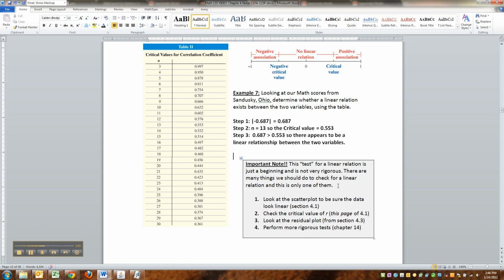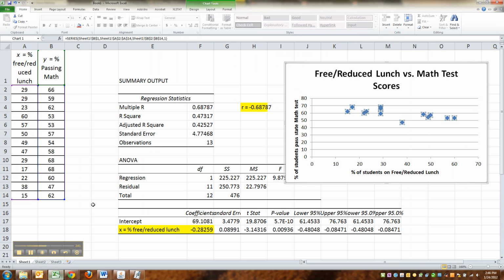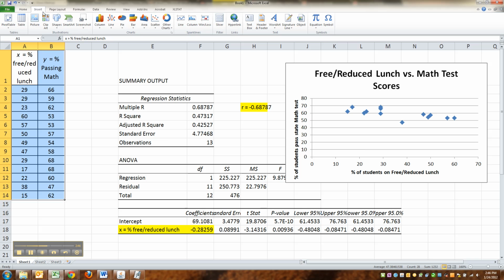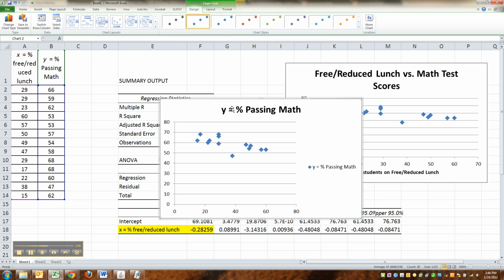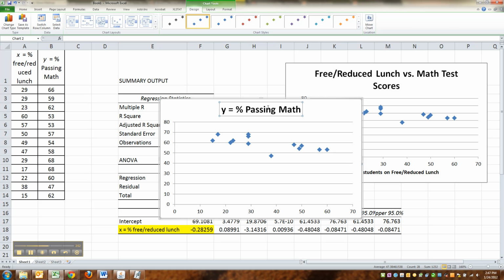Now, again, this test that we just did is not the most rigorous. There are going to be some other things we're going to do. So one thing is to always look at a scatter plot and be sure that the data looks linear. And again, I showed you how to make a quick scatter plot. You just highlight the data, go to Insert, Scatterplot, right there. And then you can fiddle around with the values for the axis titles and chart titles and such.